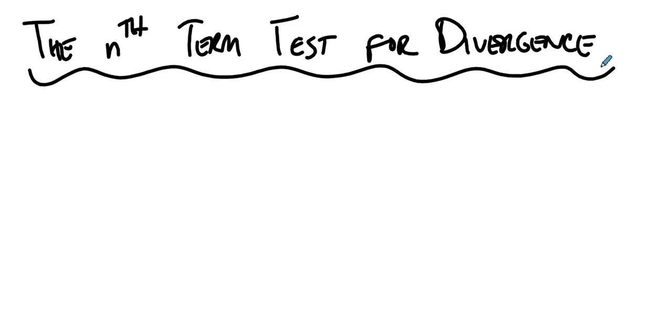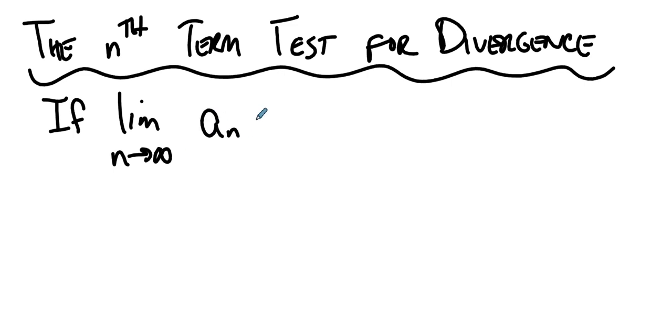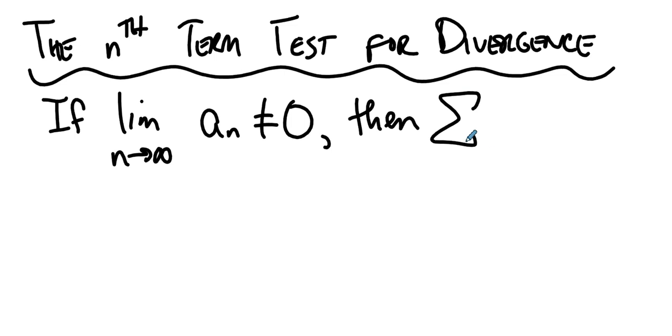What is the nth term test for divergence? Very simply, if the limit of the a sub n's is not 0, then the sum of all the a sub n's diverges. This is as basic as it gets. If the limit at infinity is not 0, then the sum of the a sub n's must diverge.